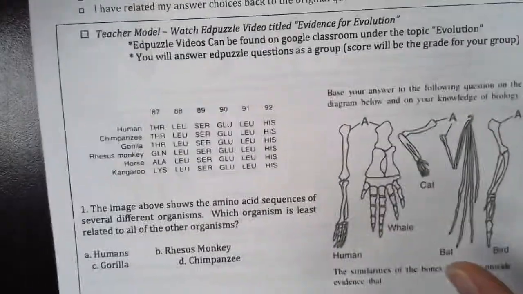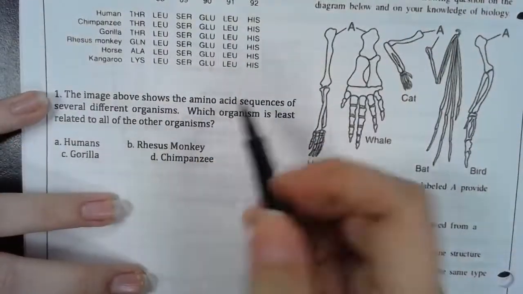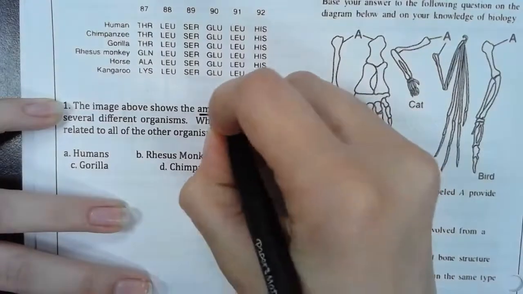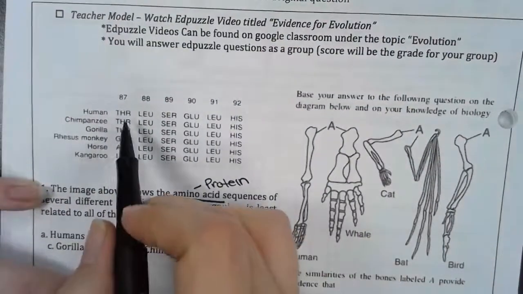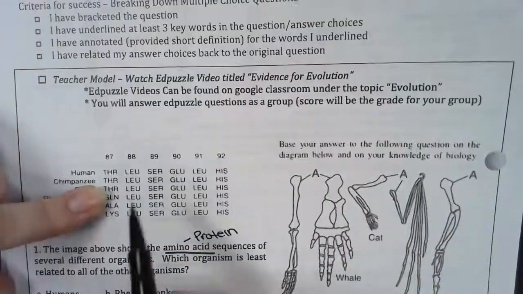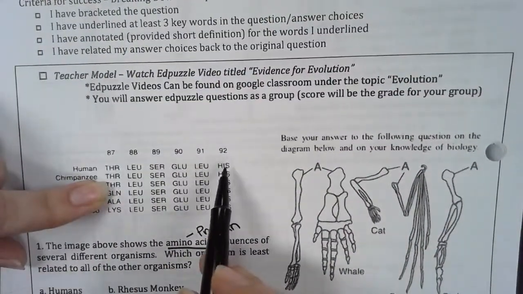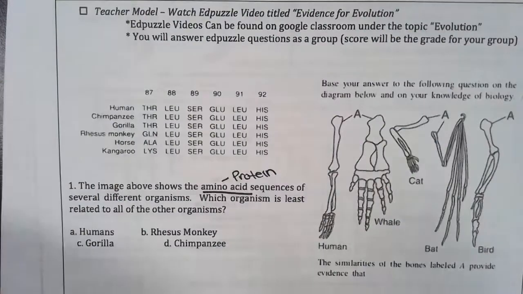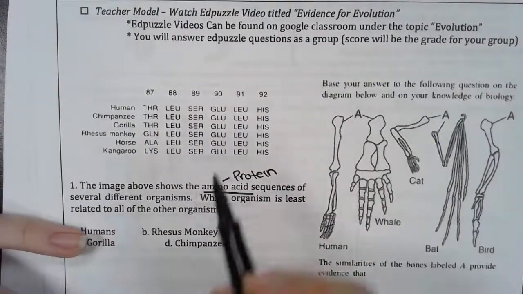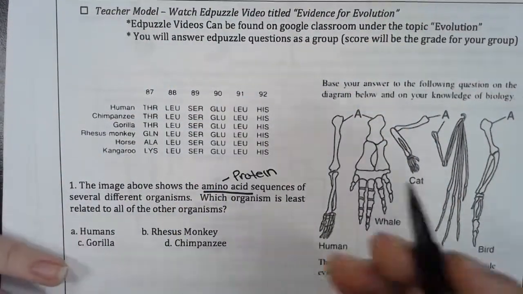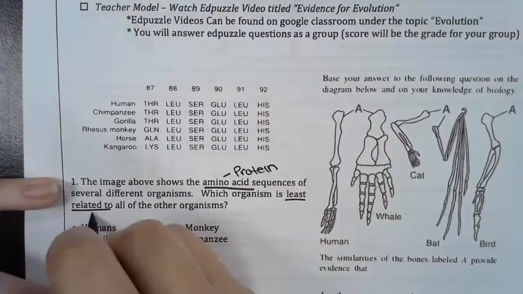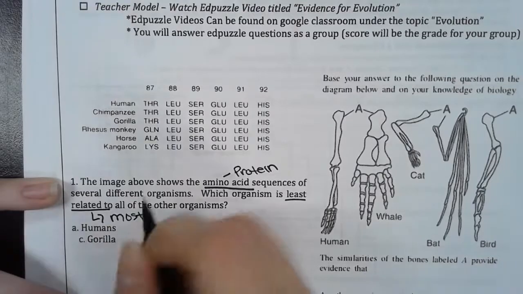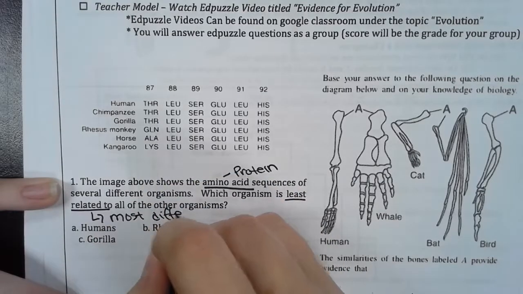All right, the first one. The image above shows the amino acid sequences. Amino acid, remember, is just protein. So each of these three little letters represents one different amino acid. Altogether, these are just segments of protein of several different organisms. These are my organisms. Which organism is least related? So if it is least related, then it is going to have the most differences.